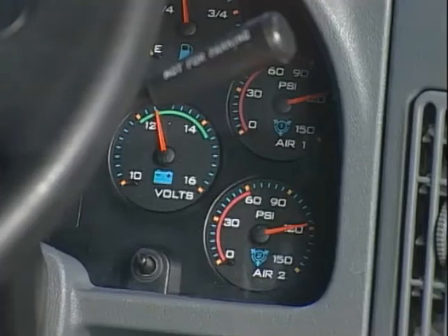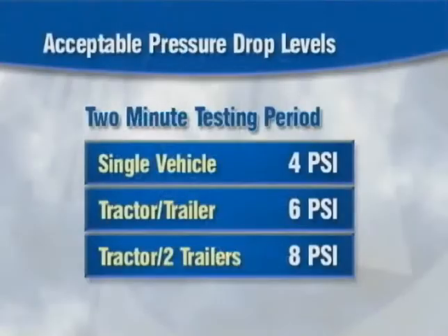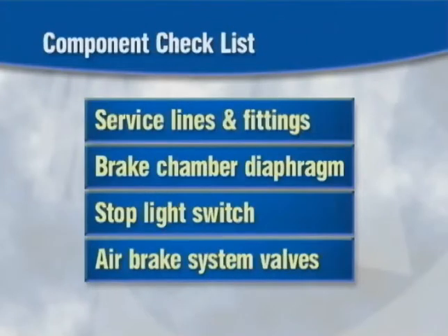As with the previous test, let the pressure stabilize for 1 minute. Then, start the 2-minute timing. If the pressure drop is greater than the acceptable pressure levels listed here, it's time to check the components on this list. Repair or replace as necessary, and run the test again.